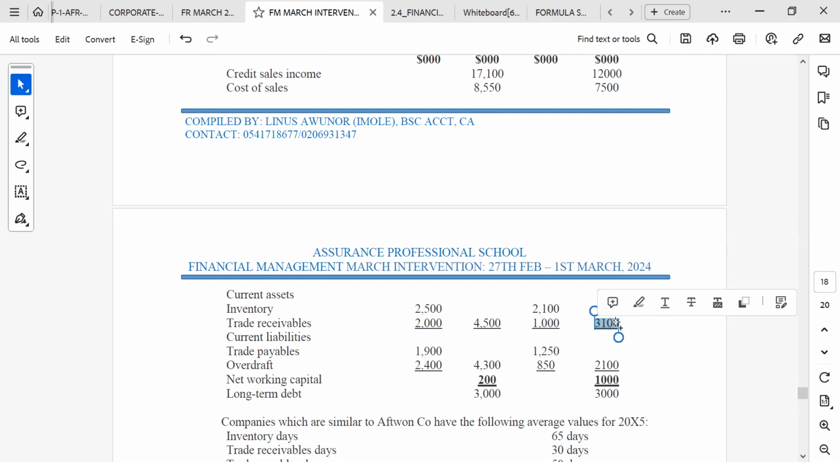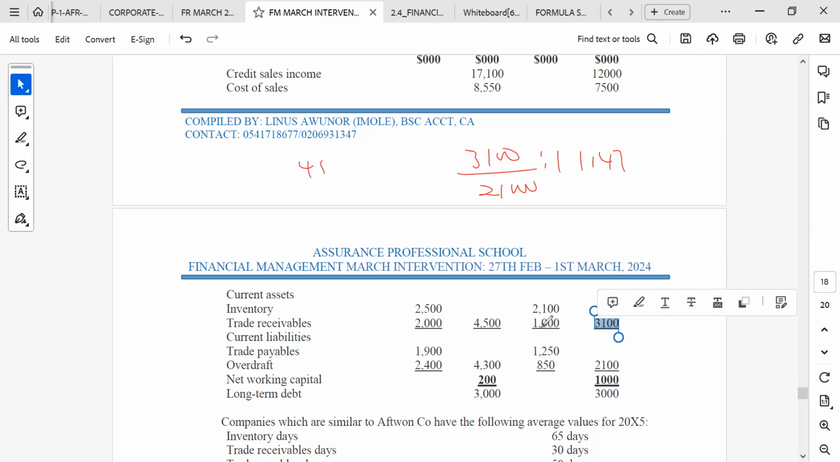3,100 divided by 2,100 is 1.47. That will be 1.47, which is 3,100 divided by 2,100, all is to 1. Okay. Let's count this year now.